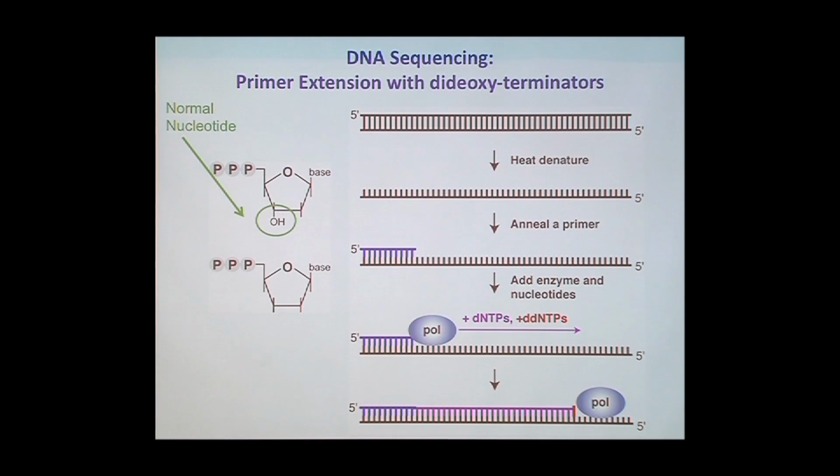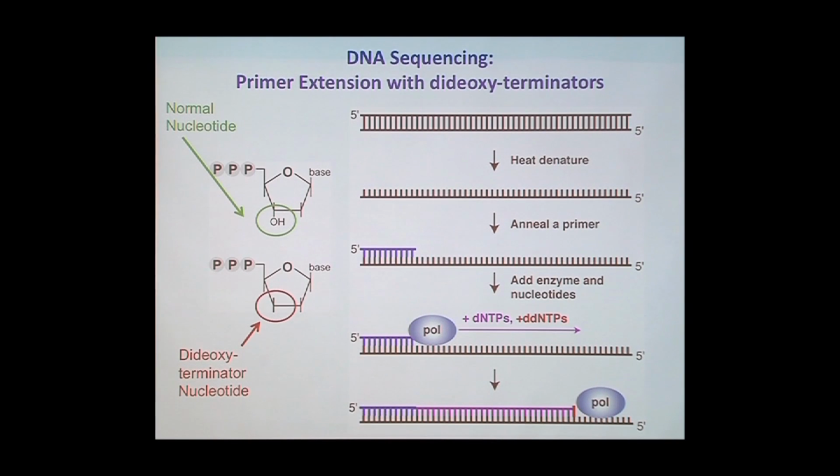What sequencing takes advantage of is that a normal nucleotide has this hydroxyl group. Sequencing reactions use a dideoxy terminator nucleotide. So this hydroxyl group is missing, and this hydroxyl group is required to add on the next nucleotide in the chain. If you don't have that hydroxyl group there, you can't add the next nucleotide. So it terminates the chain.